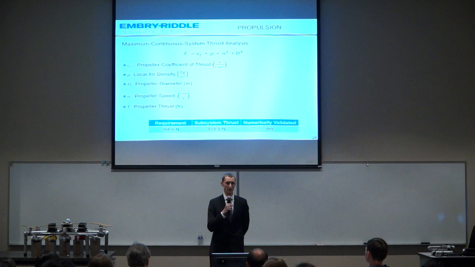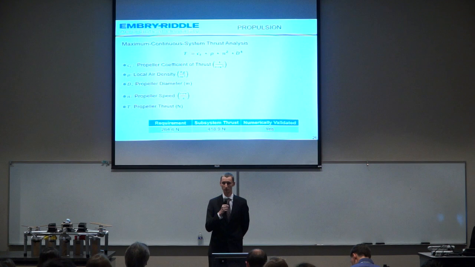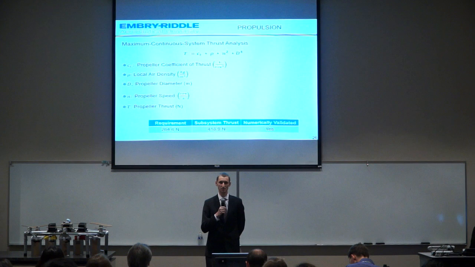Since we have six propellers, we then multiplied this number by six to get a total system thrust of 418.9 newtons. Now, this is much greater than our required 264.6 newtons, because for a vast duration of our mission, we will only need a thrust to weight ratio of one.